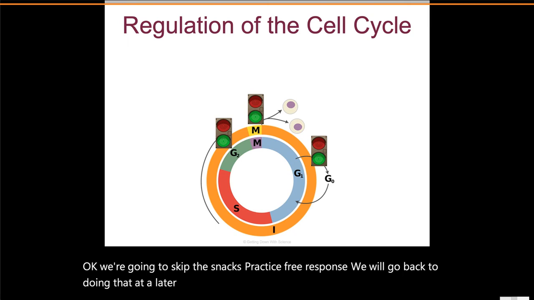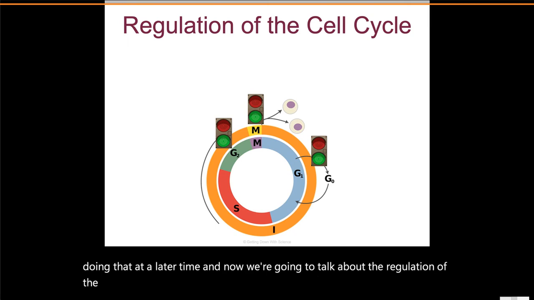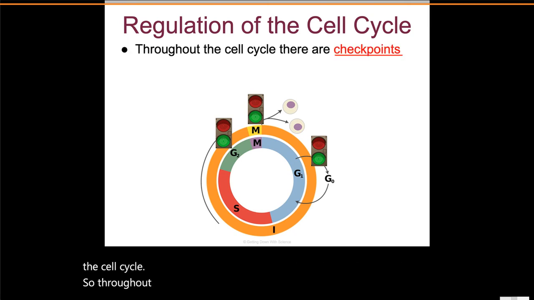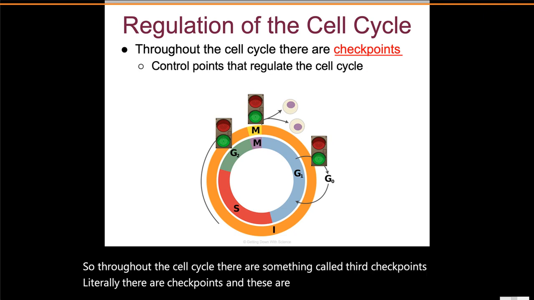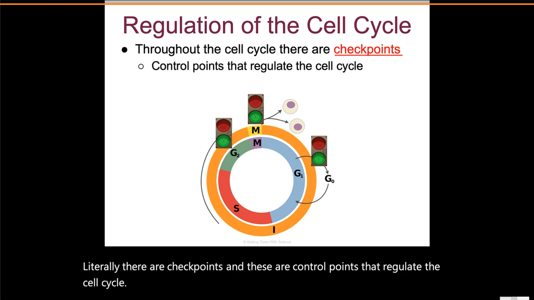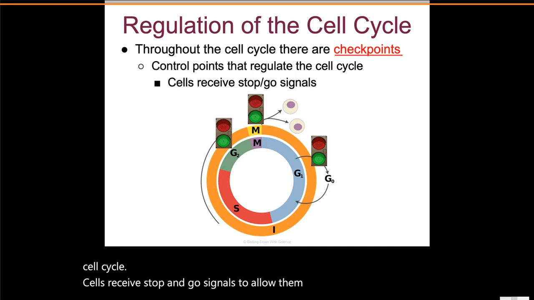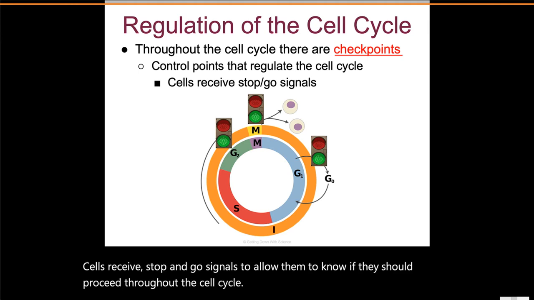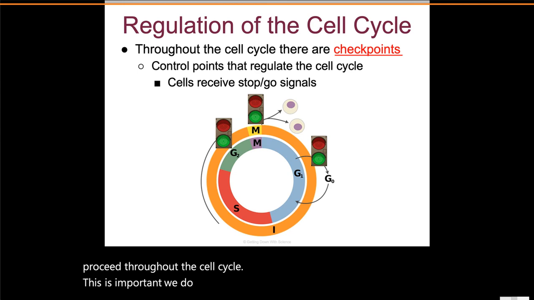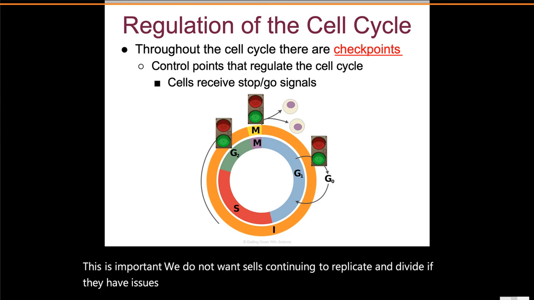And now we're going to talk about the regulation of the cell cycle. Throughout the cell cycle, there are checkpoints. Literally, there are checkpoints. And these are control points that regulate the cell cycle. Cells receive stop and go signals to allow them to know if they should proceed throughout the cell cycle. This is important. We do not want cells continuing to replicate and divide if they have issues or mistakes in them.